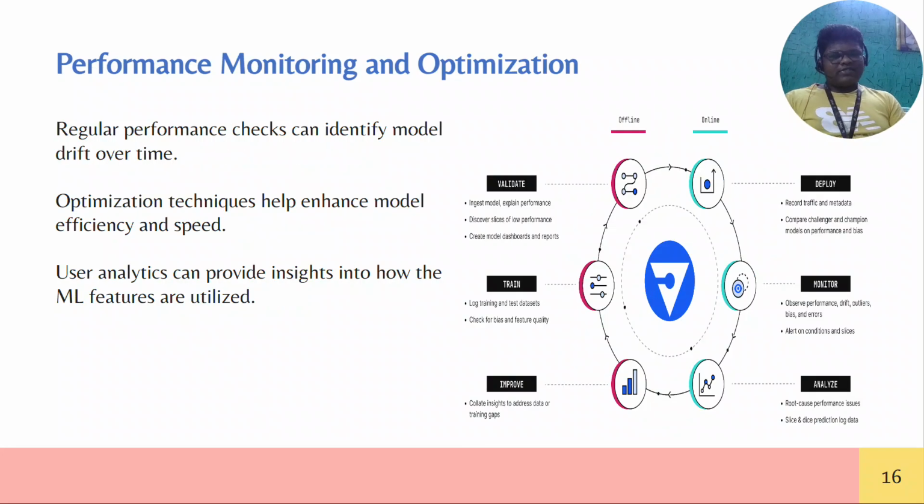Performance monitoring and optimization. Regular performance checks can identify model drift over time. Optimization techniques can enhance model efficiency and speed. User analytics can provide insights into how the ML features are utilized.